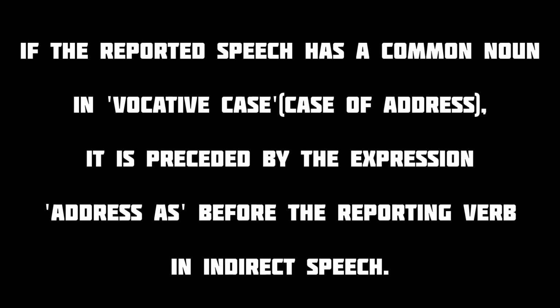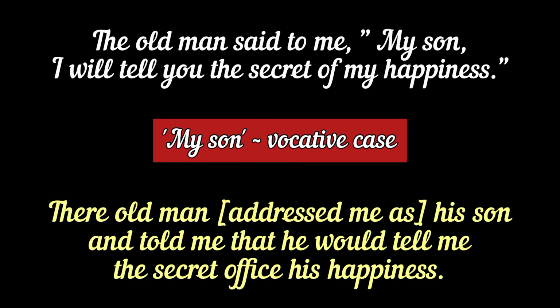Sometimes in reported speech, we have a common noun in case of address or vocative case. In such a case, in indirect speech, we use the expression "addressed as" before the reporting verb. For example, the old man said to me, "My son, I'll tell you the secret of my success." Here in the reported speech, the common noun son is in the case of address. So in indirect speech, we'll use the expression "addressed me as". The old man addressed me as his son and said that he would tell me the secret of his happiness.